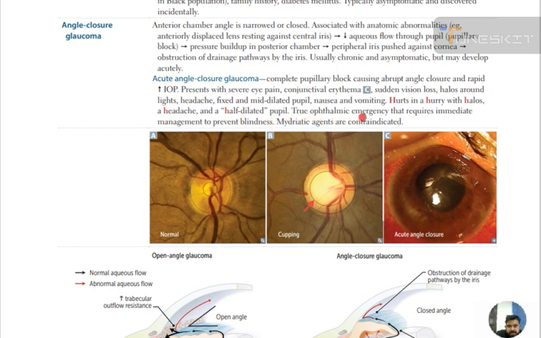Mydriatic agents are contraindicated. So you can see here the mydriatic agents are contraindicated. Let's go to the next.